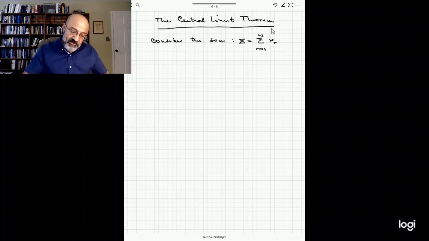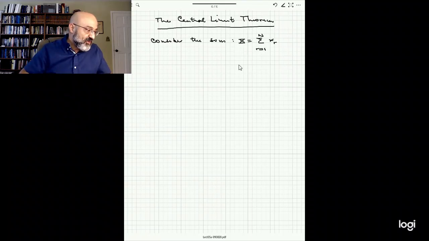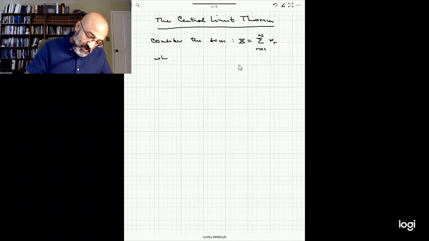And what I would like to do is figure out the probability distribution for the macroscopic variable. So what do we know? Where the x_r, x_1, through x_n are independent.